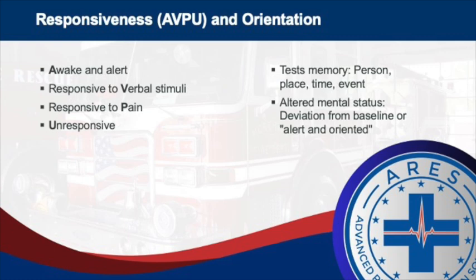Ask questions to determine if they know their name (person), where they are (place), the current date and time, and what happened to them (event). If they miss any of these or show any deviation from their normal baseline, this indicates an altered mental status, which is critical to note as part of your assessment.